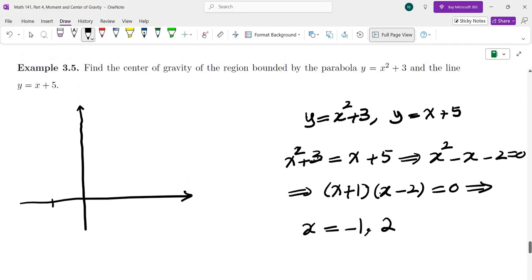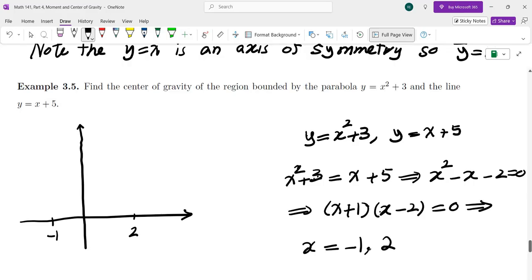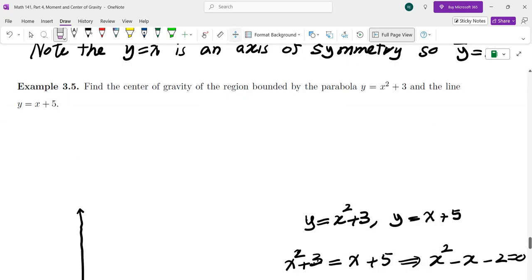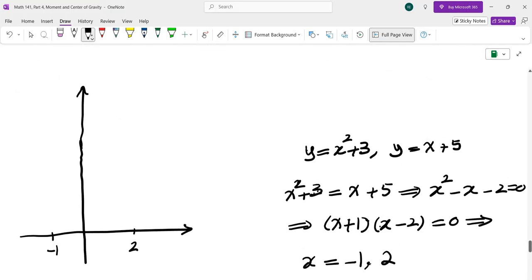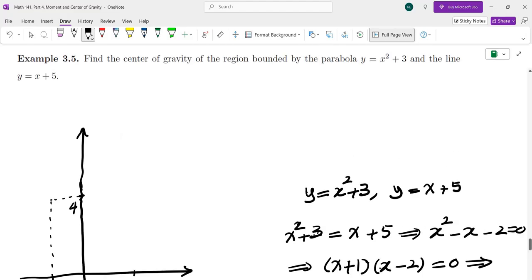So at -1, if I plug in -1, I would get y equals 4. And at 2, I would get y equals 7. So maybe we need a little bit more space here. Doesn't have to be a perfect graph, but you do need to graph to make sure that you are clear on what's going on here. So we have -1, 4. This is one of the points on the line. And then we have 2, 7. So the line goes through these two points.